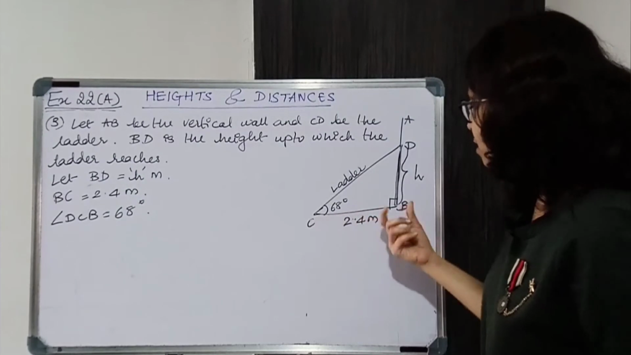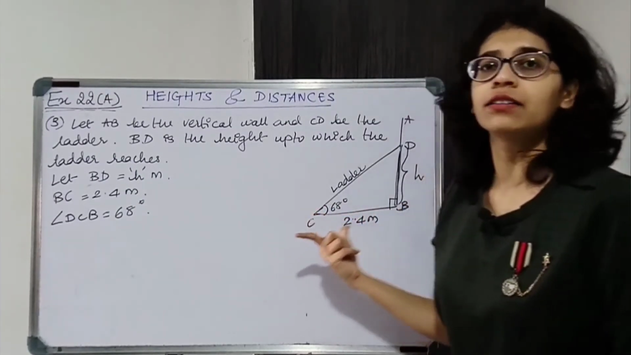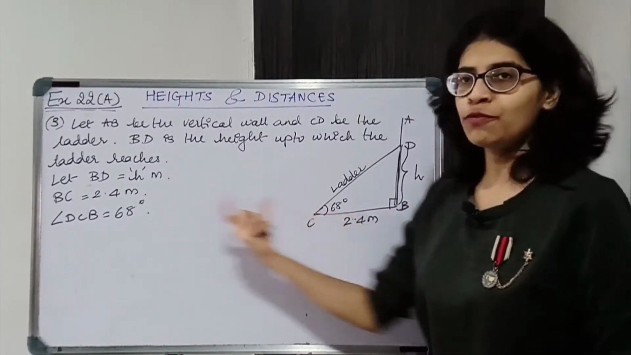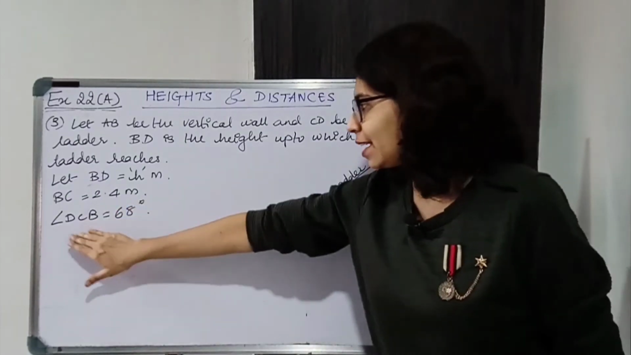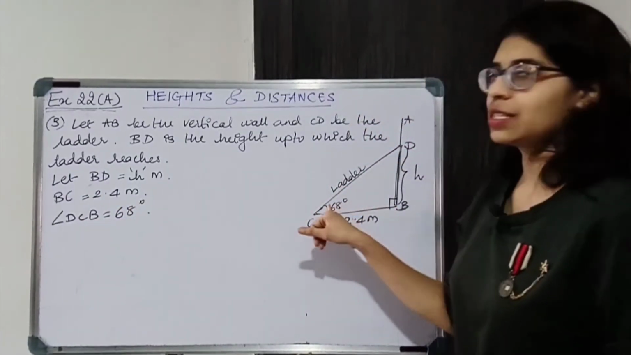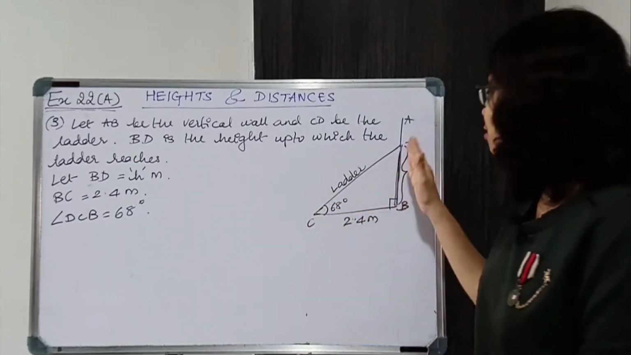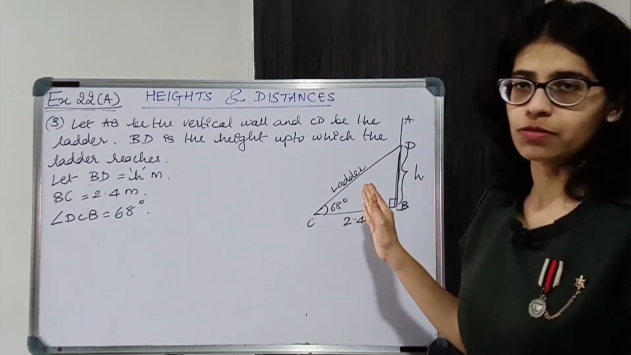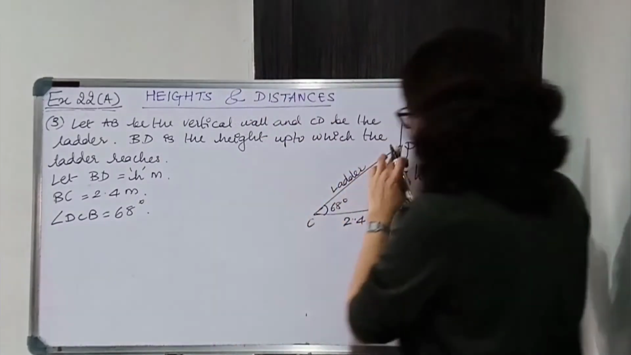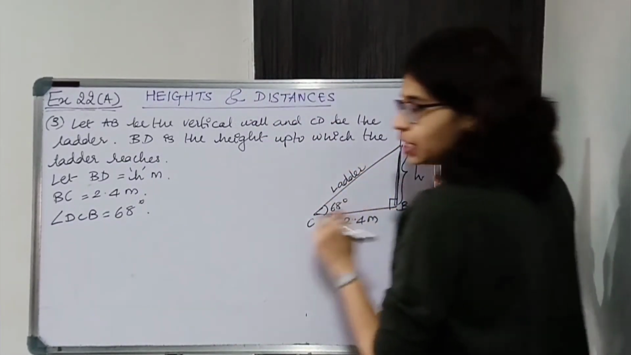And BC, that is the distance between the foot of the wall and the foot of the ladder, is 2.4 meters. That is given to us. Angle DCB is equal to 68 degrees, that is the angle of elevation given. Now we need to find the height up to which the ladder reaches. So for that we'll consider this triangle DCB.